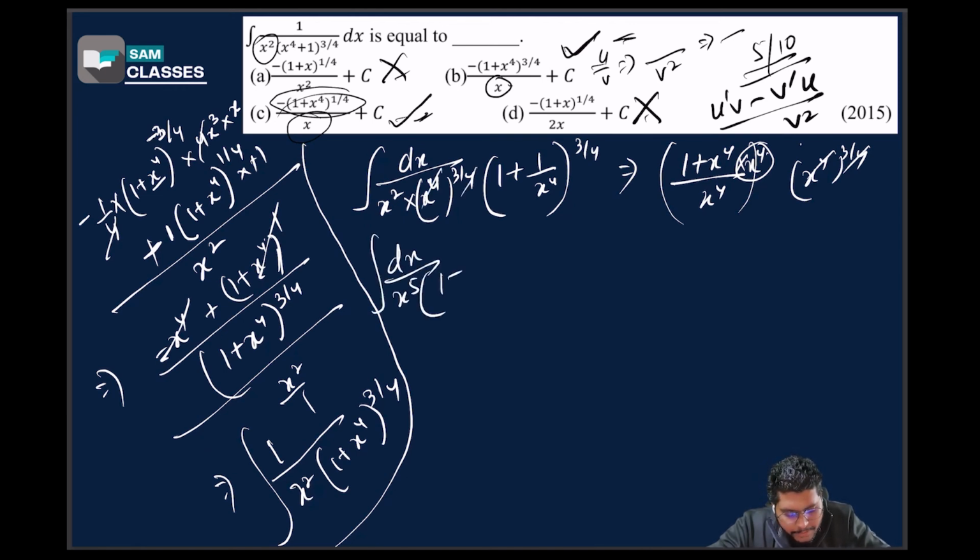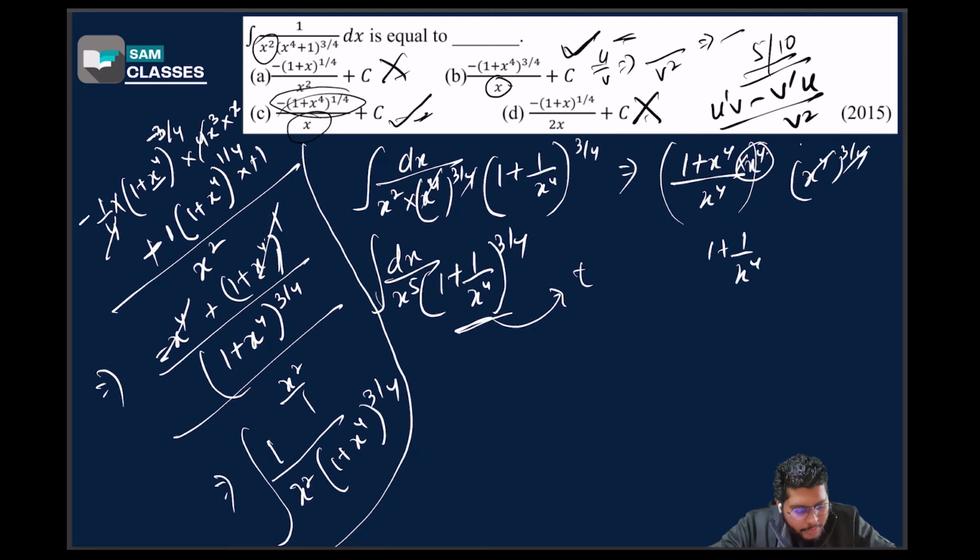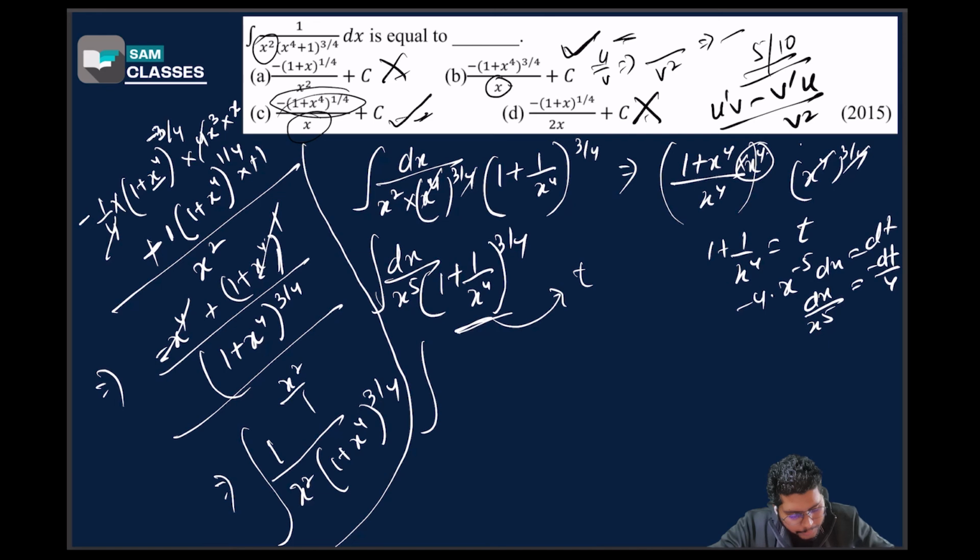Now this is 1 plus 1 by x power 4 whole power 3 by 4. Now if I can see the answer right now only, if I take this as t, this whole thing will become dt. Check it. 1 plus 1 by x power 4 is equal to t. Correct. So 1 is derivative is gone. x power minus 4 is derivative is what? Minus 4 into x power minus 5 dx is equal to dt. So dx by x power 5 is equal to what? Minus dt by 4. So I got it. So what I got? Minus dt by 4, and this is t power 3 by 4.